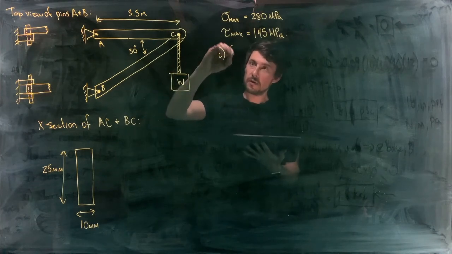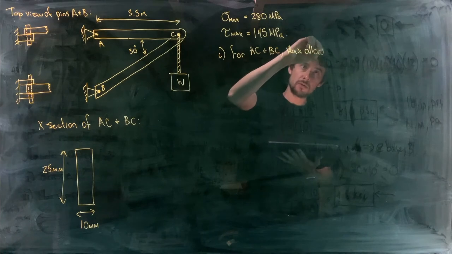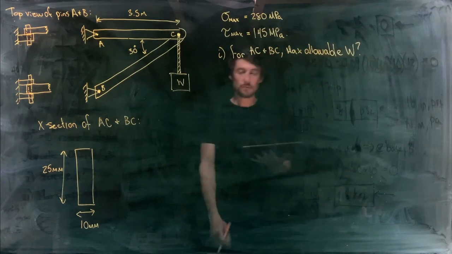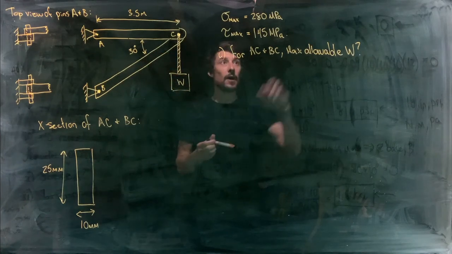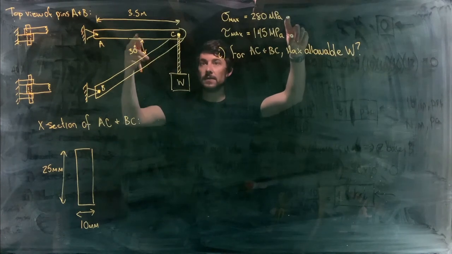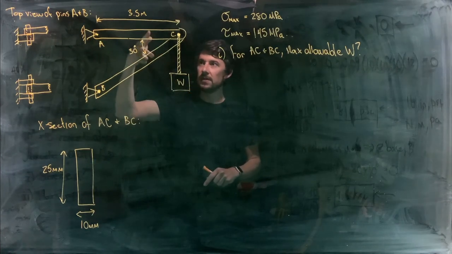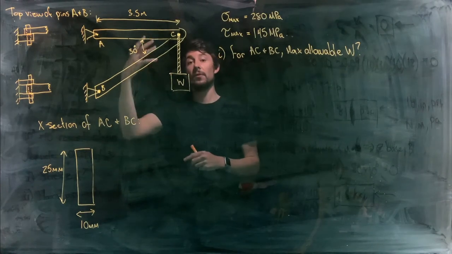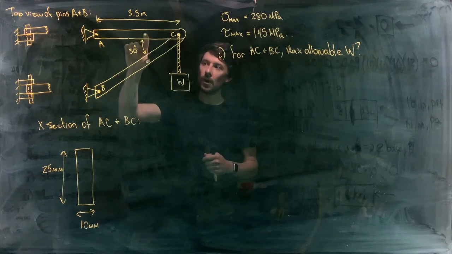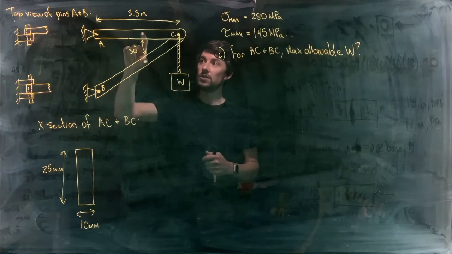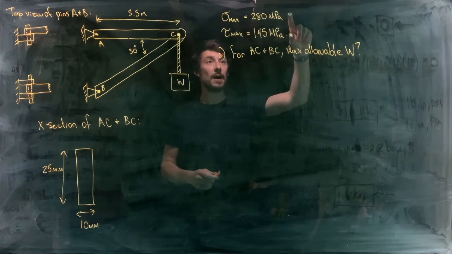So part one, for AC and BC, the maximum allowable value of W is the question. Okay, we'll put this down for a second. So we've got allowable stresses here, or maximum stresses that we can have in the steel, and we need to find the maximum value of W. Obviously, as W increases, the internal forces within these two bars are going to increase, which is going to drive the stress upwards. So if we could figure out what the internal forces are in terms of W, then we could write equations for the stresses in those two bars in terms of W, and we'd be able to solve them by using these maximum stress values.